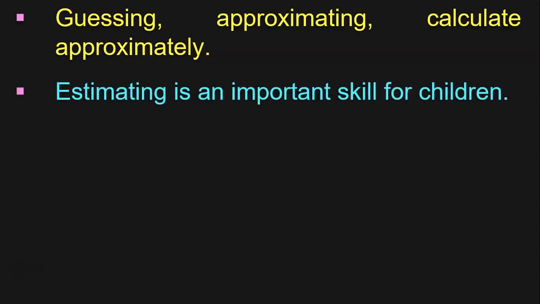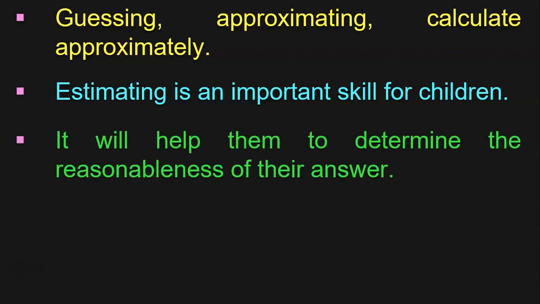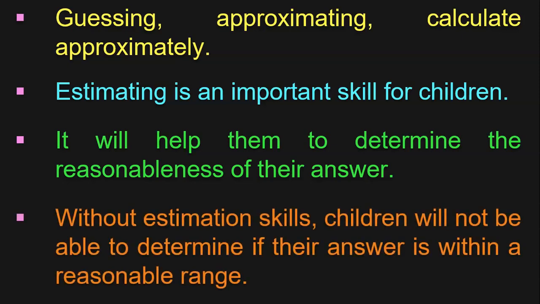Estimating is an important skill for children. It will help them to determine the reasonableness of their answer. Without estimation skills, children will not be able to determine if their answer is within a reasonable range. What does this mean? When children do some calculation, they can roughly estimate and check if the answer that they have got is within a reasonable range.